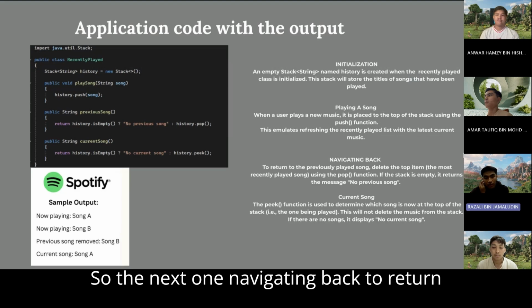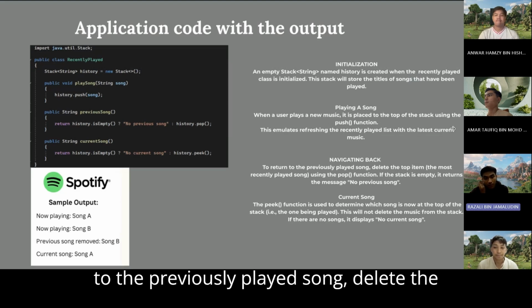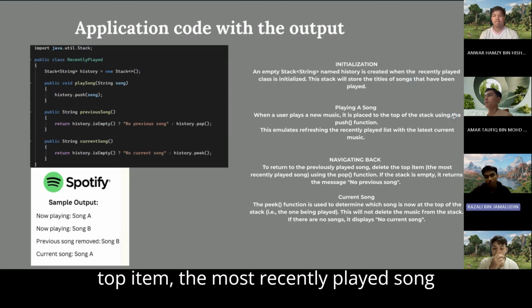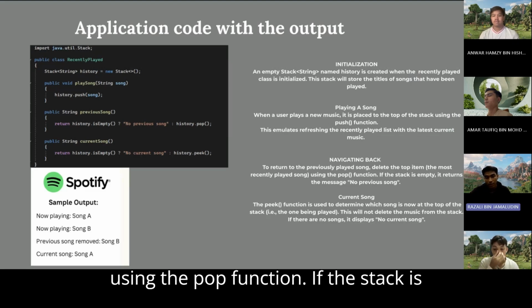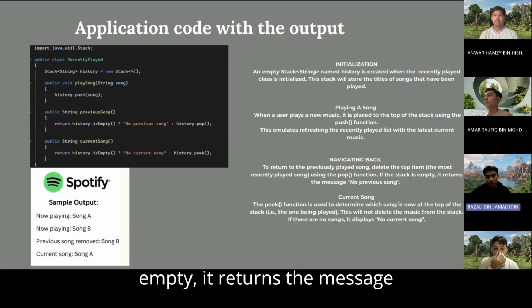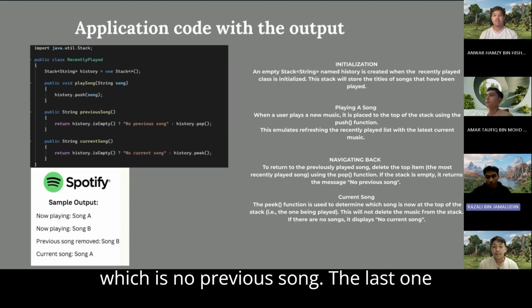So the next one, navigating back. To return to the previously played song, delete the top item, the most recently played song, using the pop function. If the stack is empty, it returns the message, no previous song.